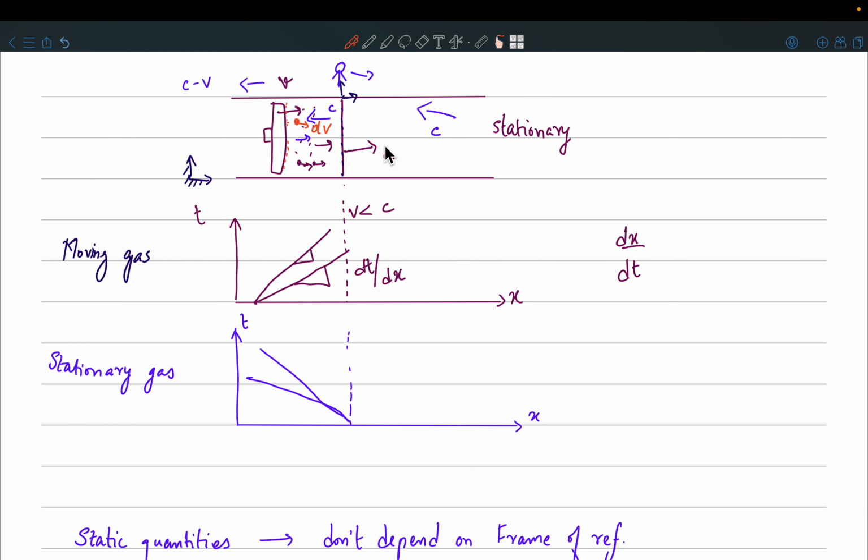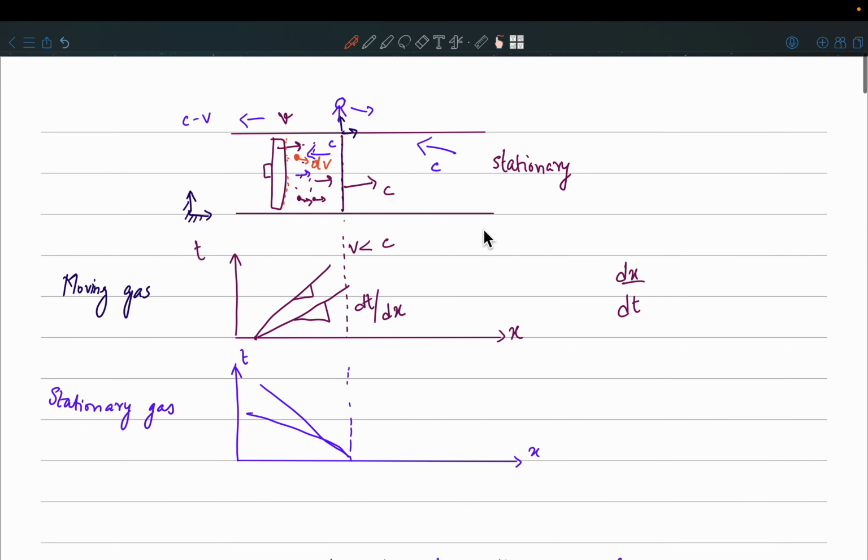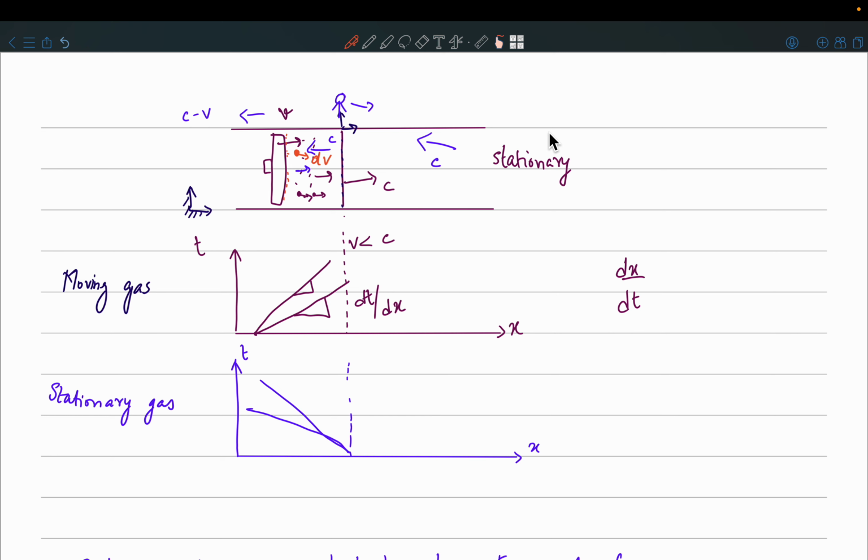What is a wavefront? It is not particles. What is a wavefront? Define for me. How do you define a wave? Yeah, it is a perturbation which is traveling, right? So first, what will happen?